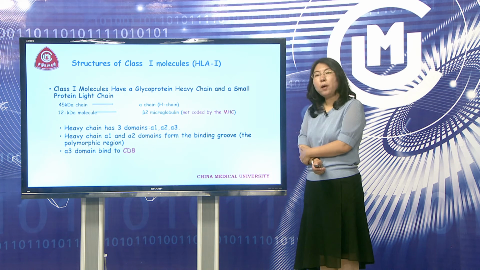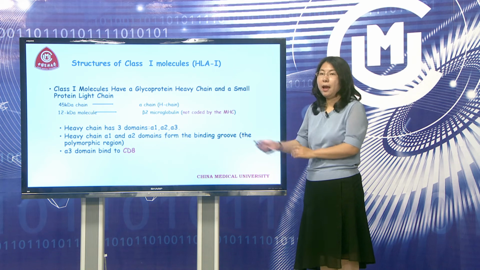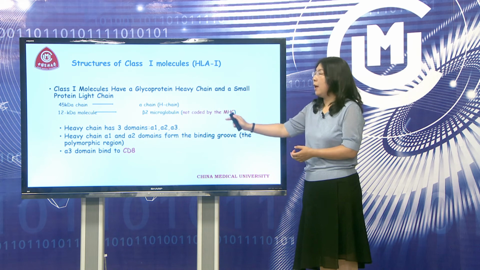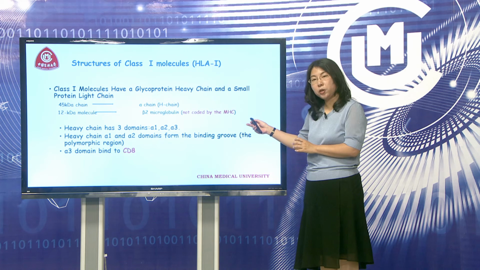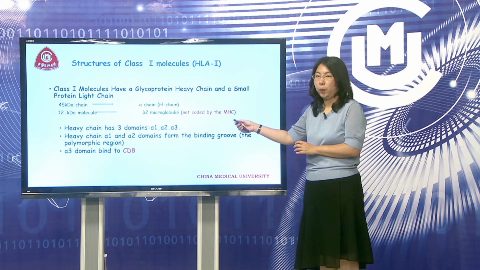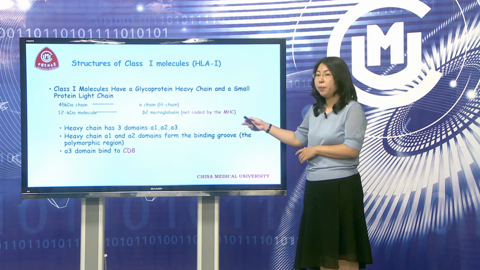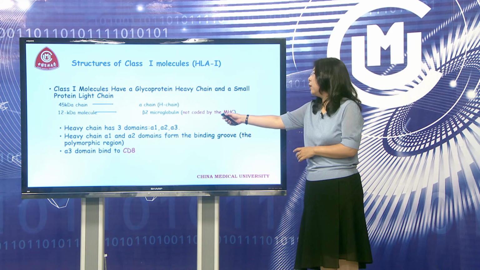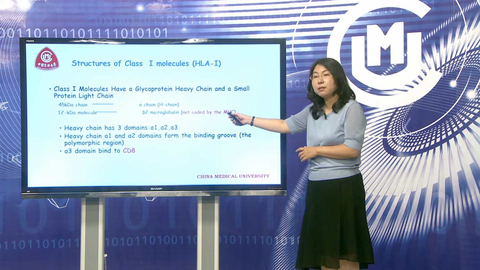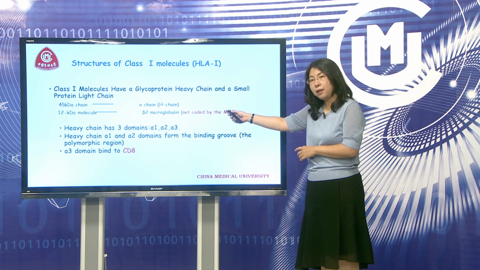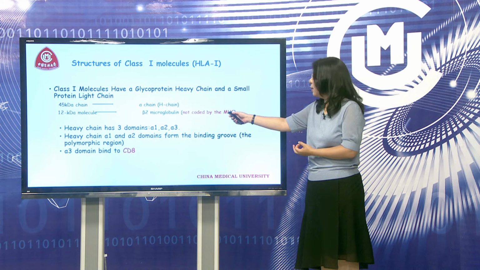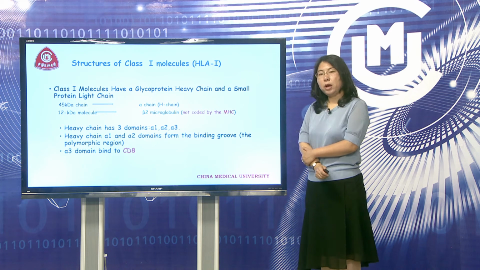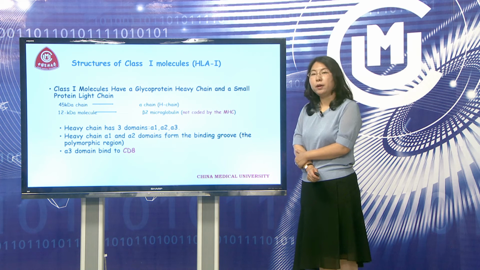For the class 1 molecule, they have one heavy chain, we call it the alpha chain, and they have a small molecule, we call it beta-2 microglobulin. But please know, this beta-2 microglobulin is not actually coded by MHC. That means its gene doesn't locate in the MHC region. Now let's see the structure of the class 1 molecule.